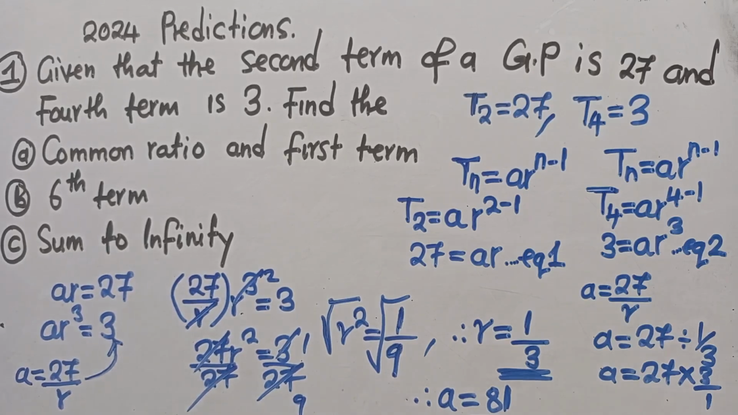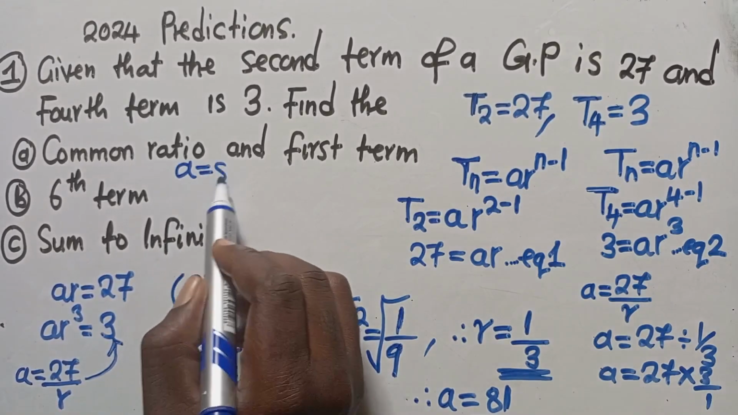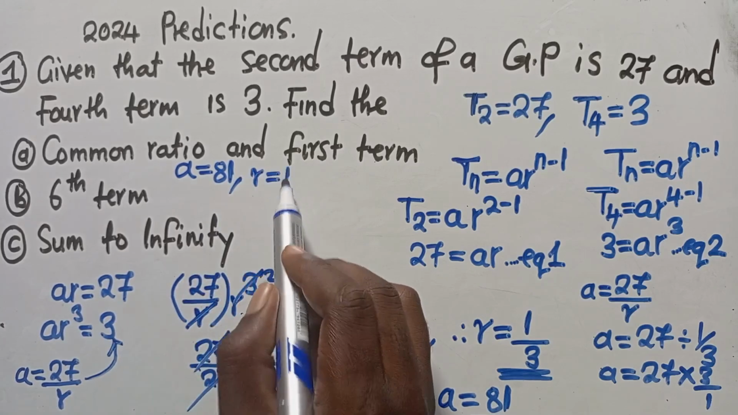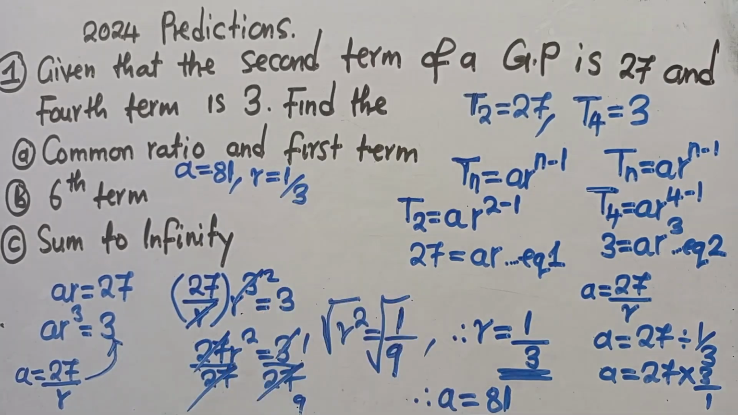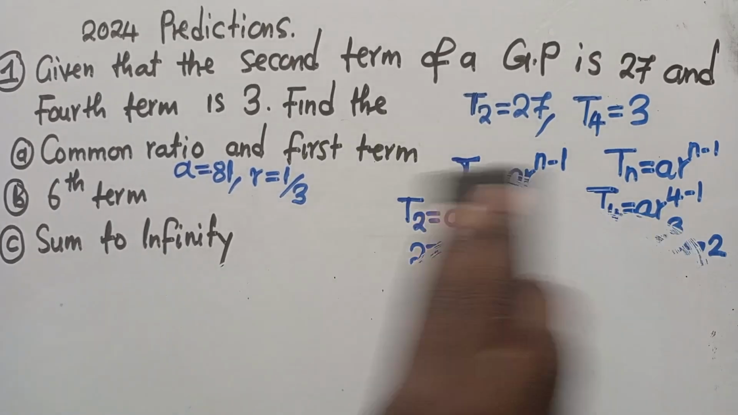So we know that for this question, our first term is 81 and our common ratio is 1 over 3. So I've just shown you how to answer these particular questions. If questions like this come in an exam, you just need to answer them just like this. Let us now move on to the next question.